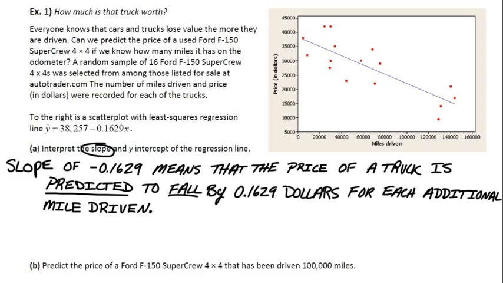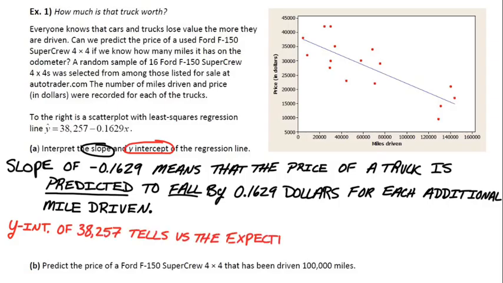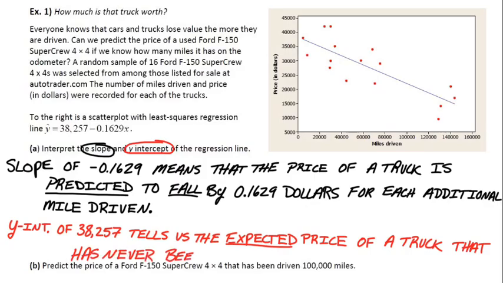And for the y-intercept, well, that's for a truck with 0 miles. So that's like for a brand new truck. The y-intercept, 38,257. That's our expected price of a truck that's not been driven at all. So it has 0 miles on it. It's a brand new truck. And again, I say it's our expected price or our predicted price. It could definitely be a little different depending on what kind of truck you own.